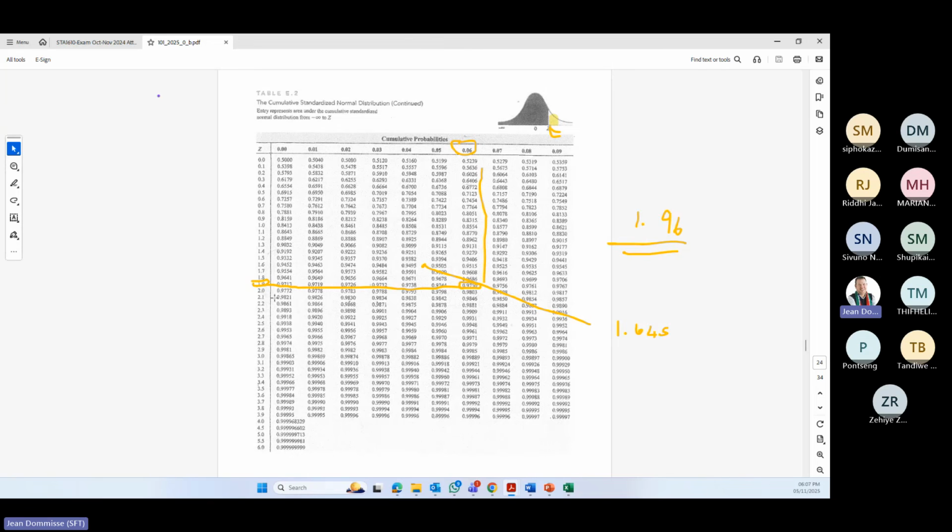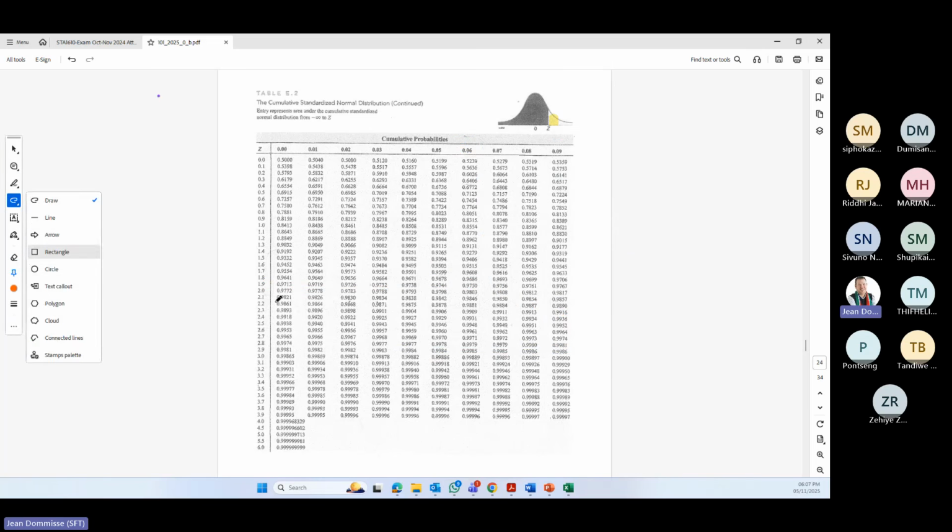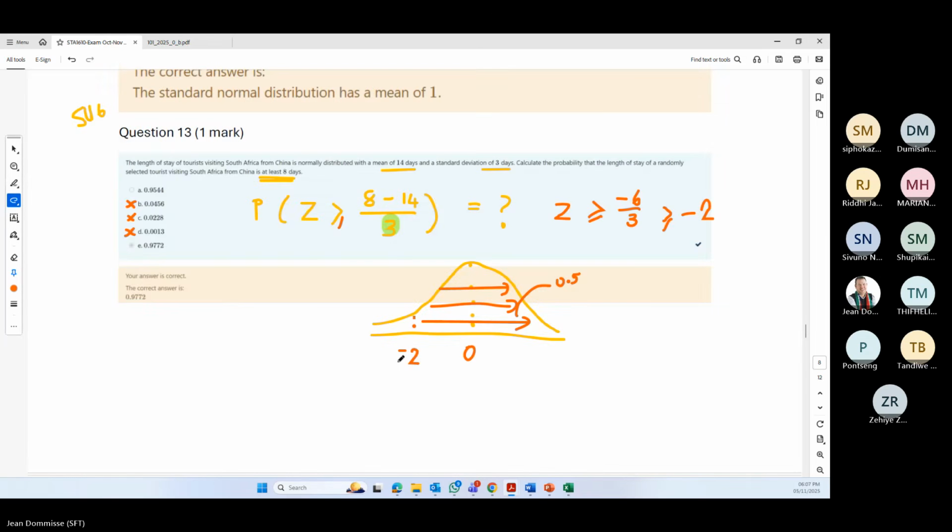Okay, so here we see. Let's take that away at 2. So we were looking at Z of 2, 0,9772. What you could have also done is to say, okay, I like working with a negative table.